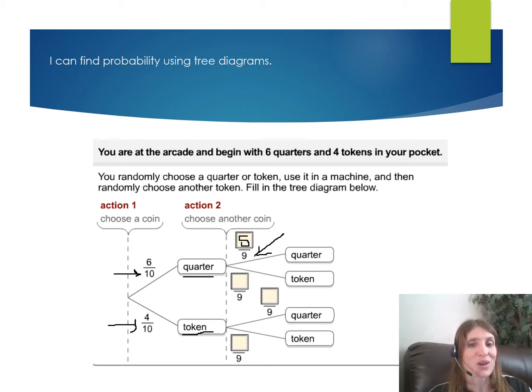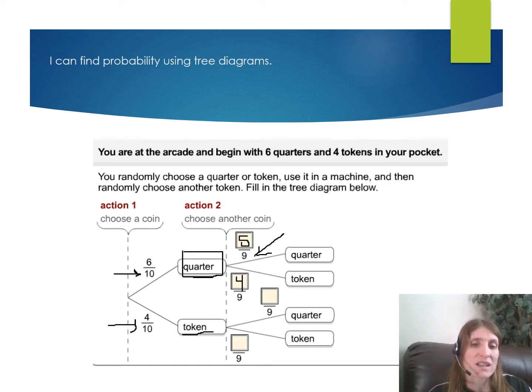How many tokens then will we have if we used a quarter? Well, look, because it says quarter right here, we can assume that we got a quarter out, and so now we still have 4 tokens in our pocket. So our chances are still 4, but out of 9 because there's 1 less coin.